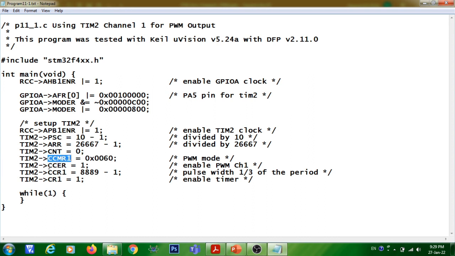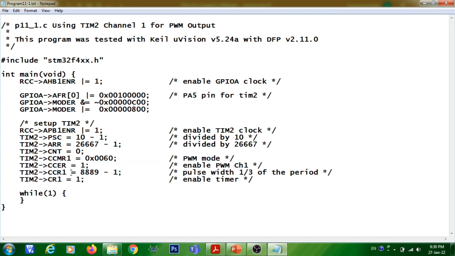Then the next step, you are configuring the capture compare enable register. You are writing it as 1. That means the 0th bit you are setting. The 0th bit stands for enabling channel 1, the PWM output. For enabling channel 1, the 0th bit you are setting.